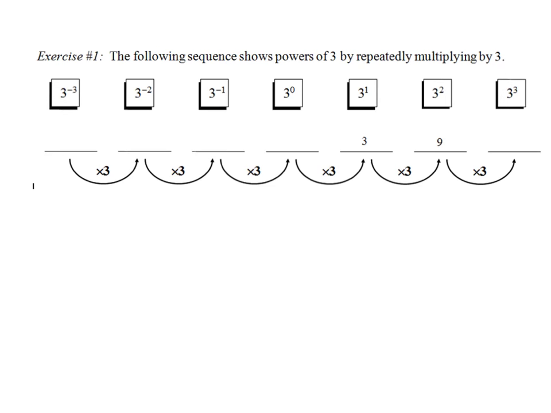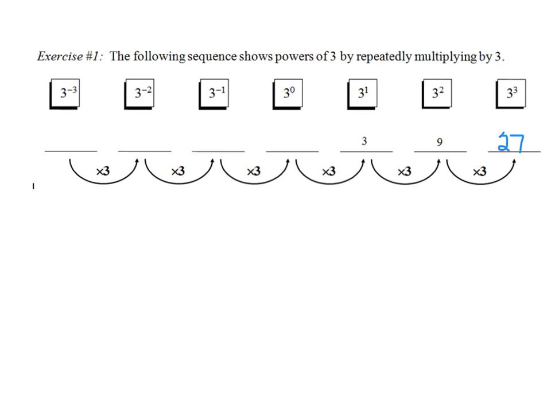Let's go ahead and practice with some exercises. So exercise 1 shows powers of 3. You'll notice that I'm going to first of all start with 3 to the 1st power, which is 3. We know 3 to the 2nd power means 3 times 3, which is 9. And when I multiply by 3 again and get 3 to the 3rd power, that's giving me 27.